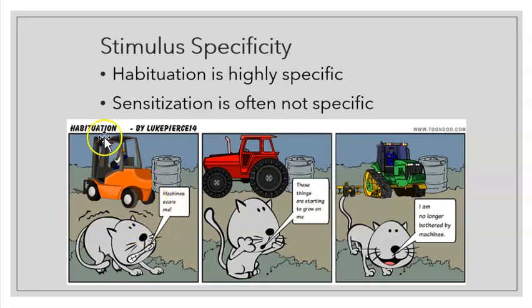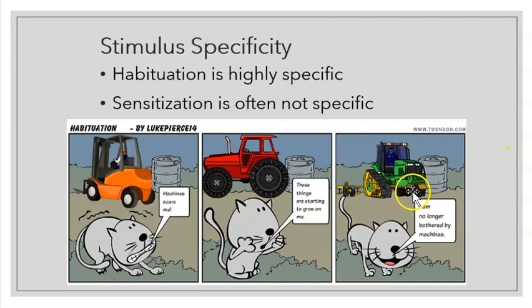Here, then we've got a cat. Machines scare him. Okay, so he was first around this orange forklift. And then here we've got, these things are starting to grow on me. And then here he's no longer bothered by the machines. Okay? So here, then he's becoming habituated to being around different machines. But notice how all of these machines are like farm machines or something. Okay?